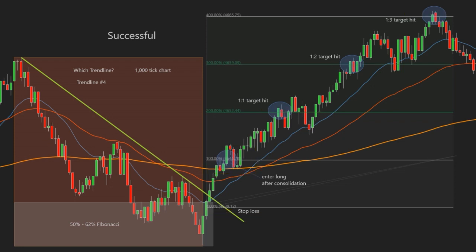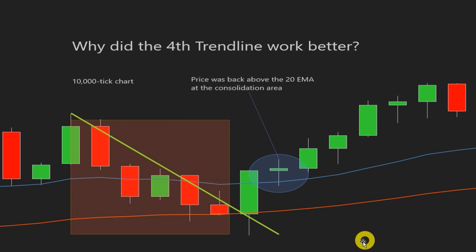So I'm just saying. And like I said, why did it work? Why did that one work better? Well, notice that price in that consolidation area that we entered in, price is right here above the 20 moving average on the 10,000 tick chart. It previously closed above on that sharp move up, closed above the 20, started consolidating. If we were using both time charts, we would notice that it's dipping off of the 20, and that would be a really good area to buy. So the winners outperform the losers in this case.